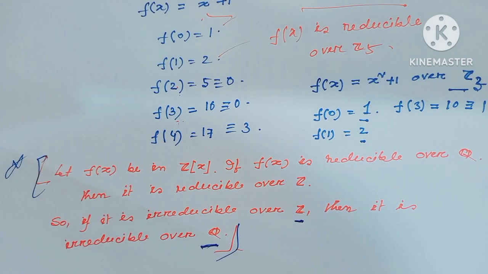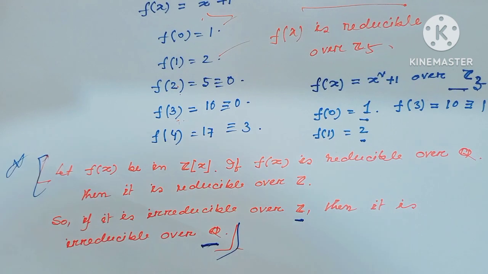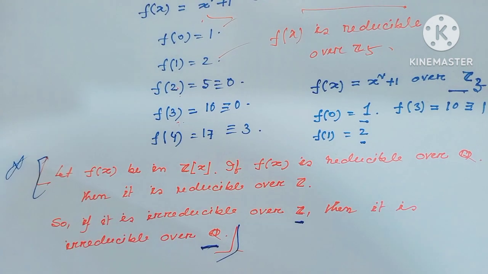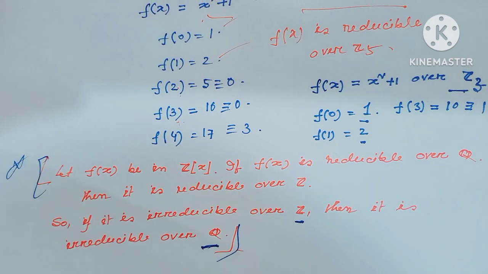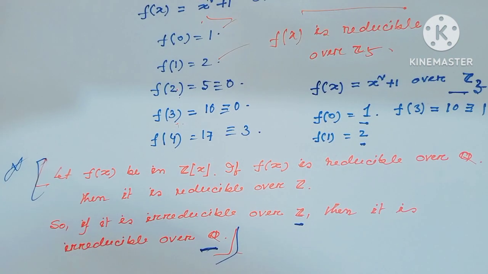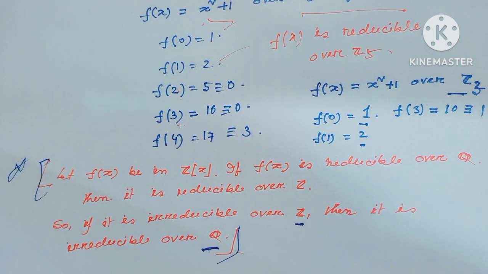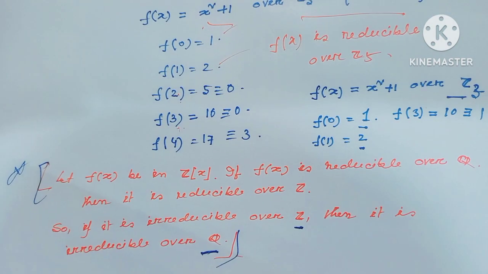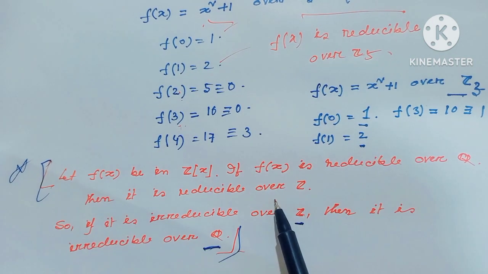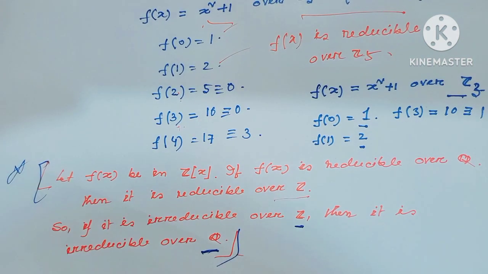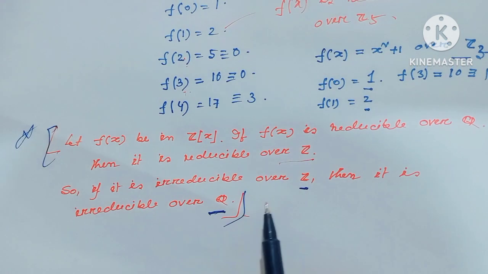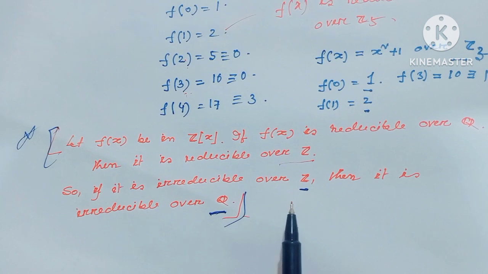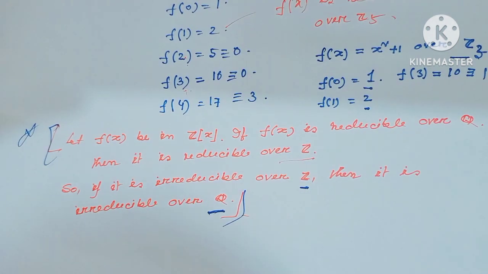Second theorem, actually this is not a theorem, this is a property, and this property is very important. The property is: let f(x) be in Z[x], and if f(x) is reducible over the rational numbers, then that implies it is always reducible over the integers. Also, if f(x) is irreducible over the integers, then that implies it is irreducible over the rational numbers.